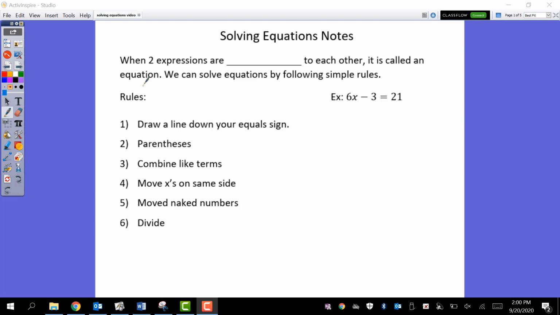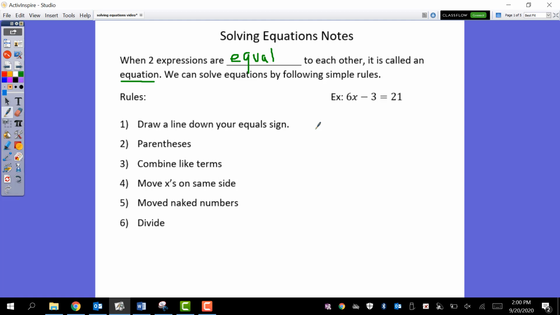So here we go. When two expressions are equal to each other, everything we've done so far has been expressions and no equal signs. And now we're going to talk about, well, when there's an equal sign, how do you do that? Okay, so when there's an equal sign, that's called an equation. And we can solve equations by following these rules. It's the same rules every single time, no matter what equation it is.